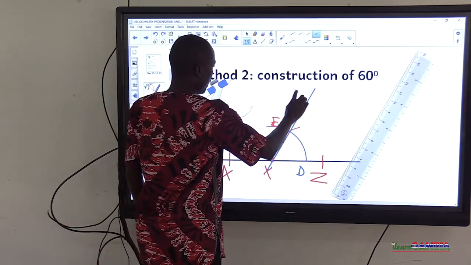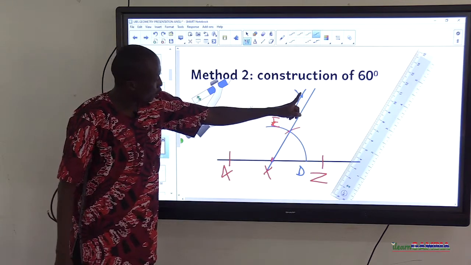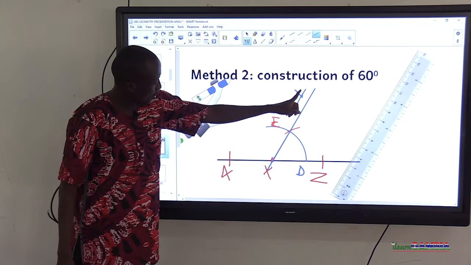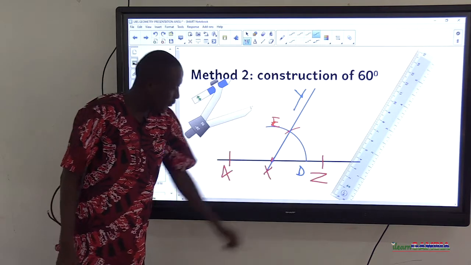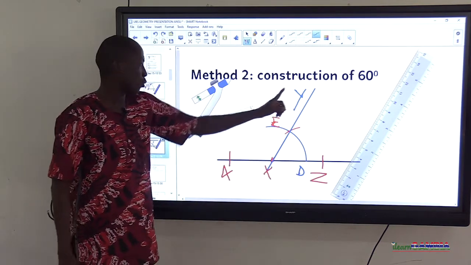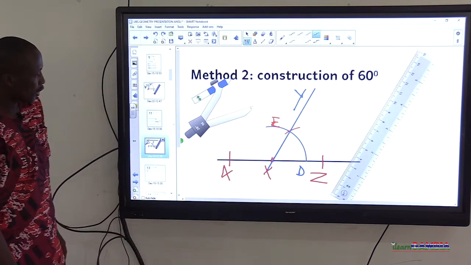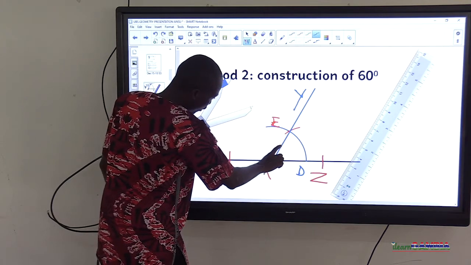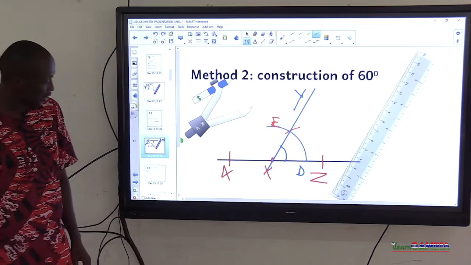So here is Y. Angle YXZ or ZXY is 60 degrees. The angle that we have just constructed here, this angle is 60 degrees.